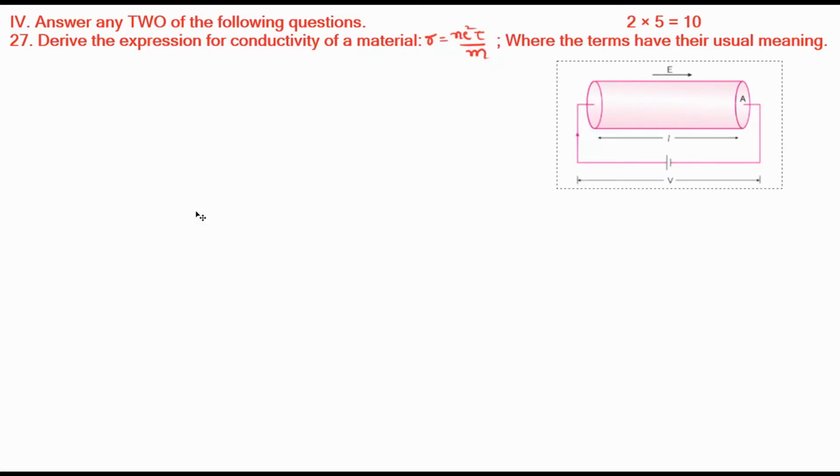In this section you have to answer any 3 questions. You have to answer just any 2 of the following given questions. The 27th question is: derive the expression for conductivity of a material, that is, the given equation sigma is equal to n e square tau by m, where the terms have their usual meaning.